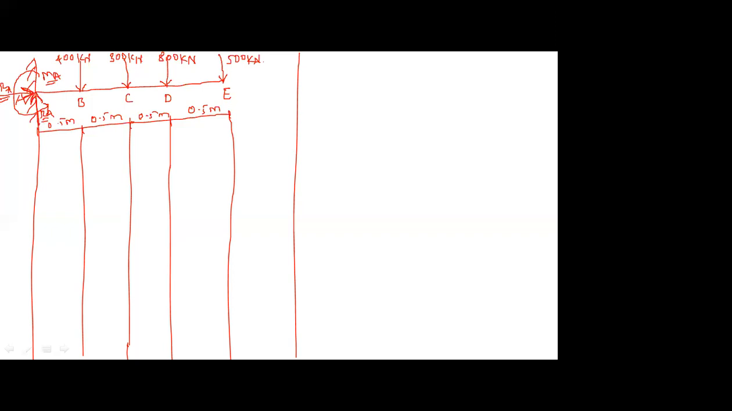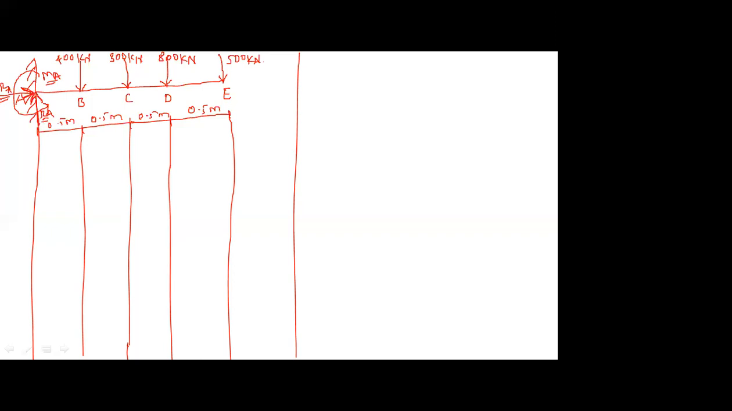RA is equal to 400 plus 300 plus 800 plus 500, and that addition you will get as 2000 kilonewton. Okay, so this is the reaction calculation.